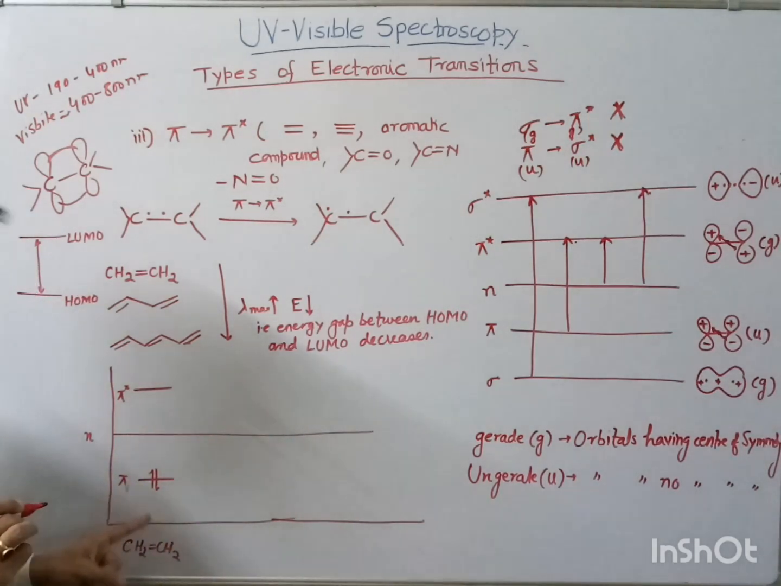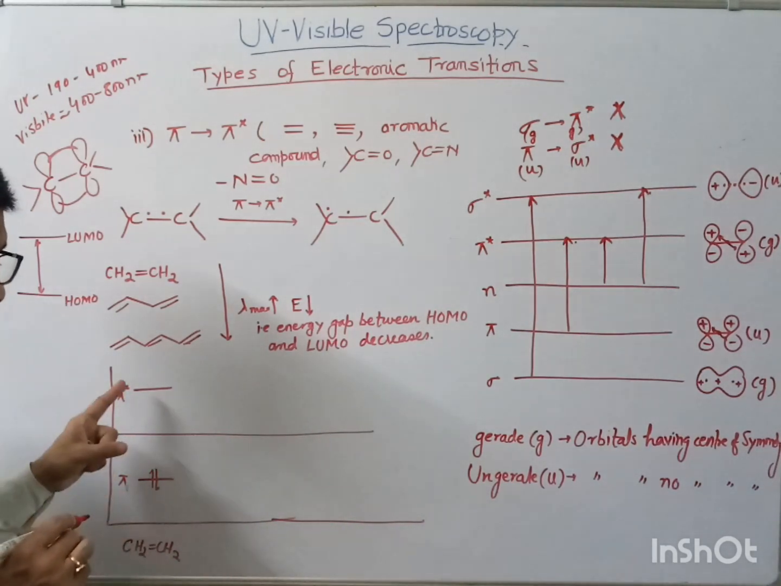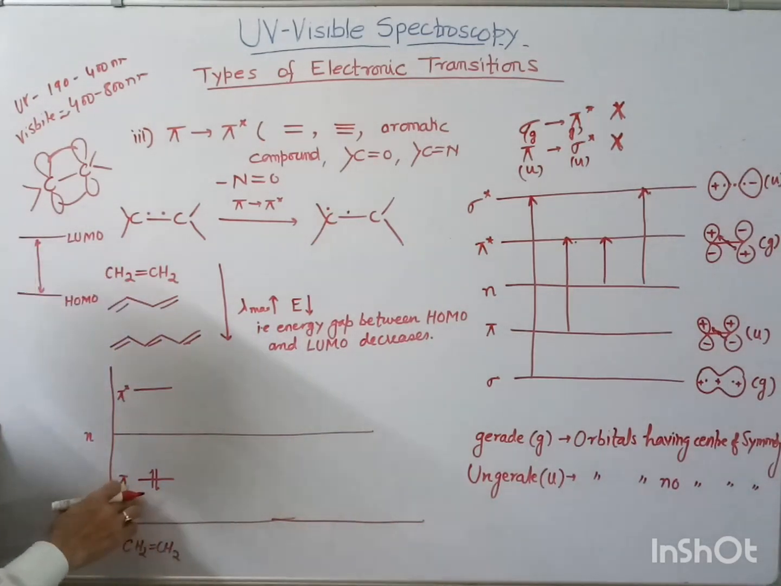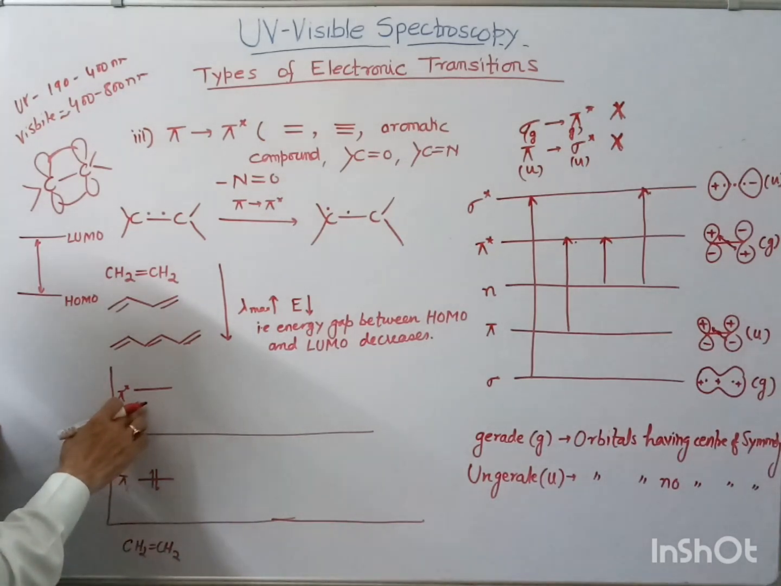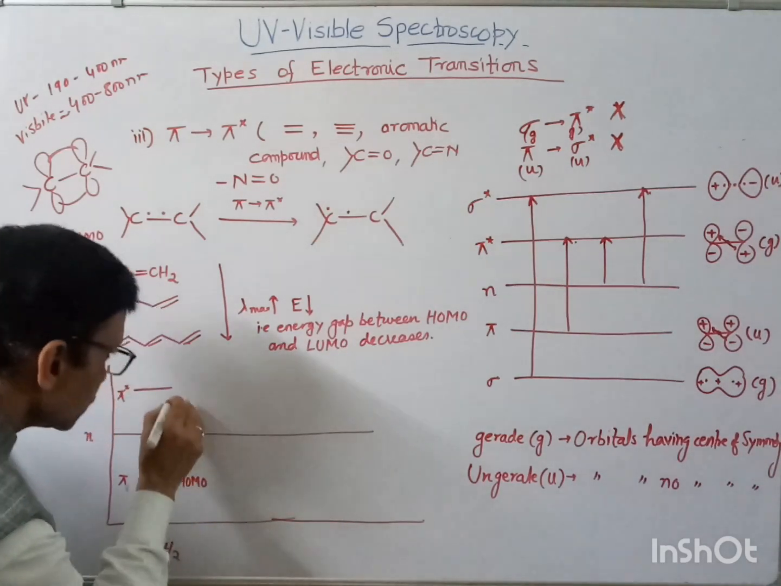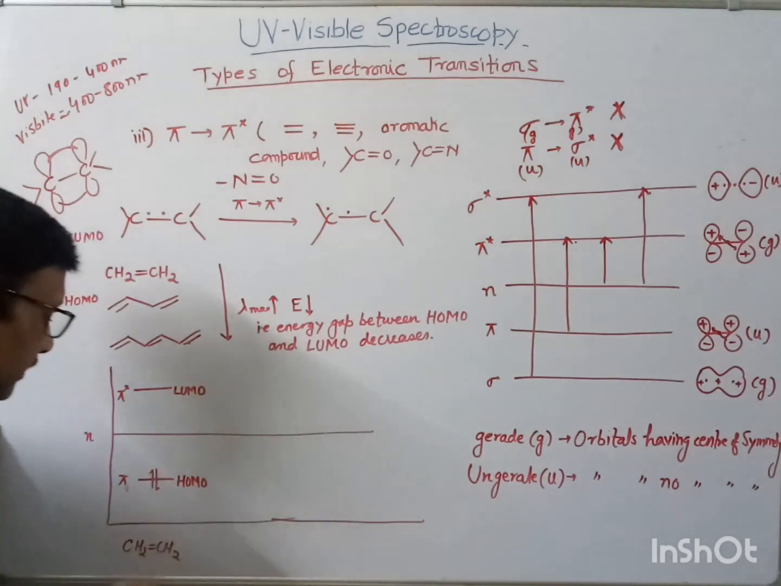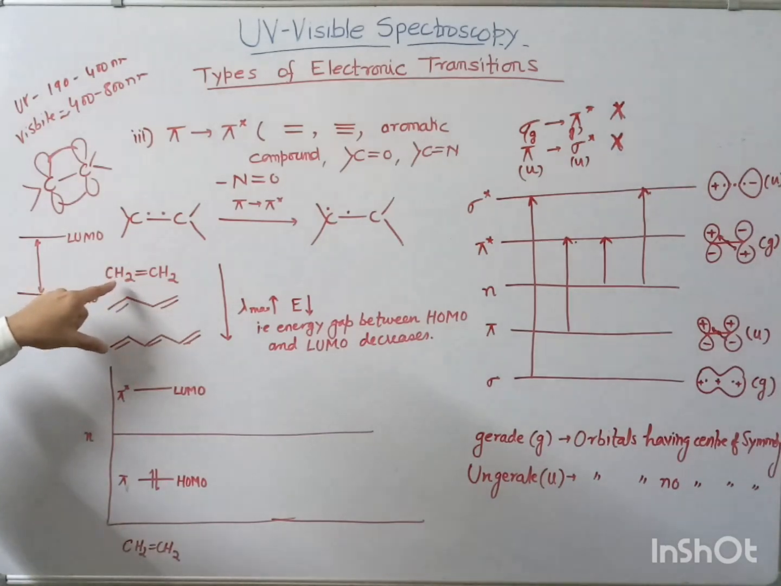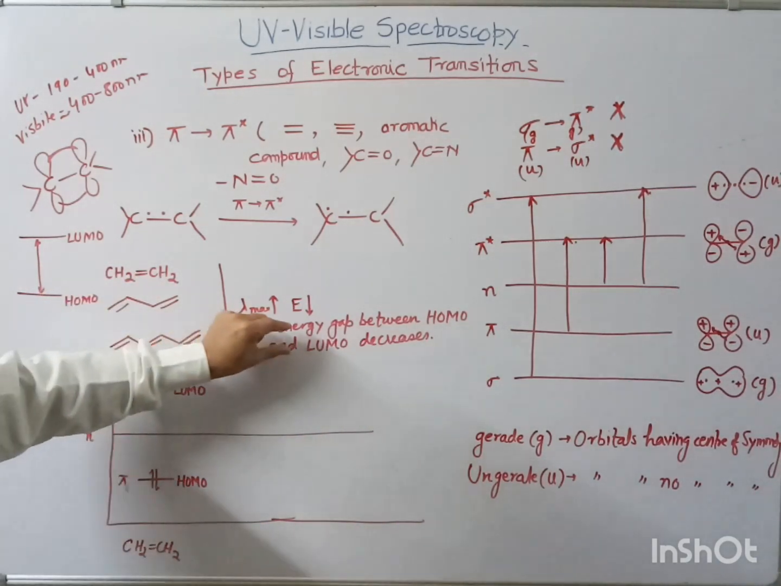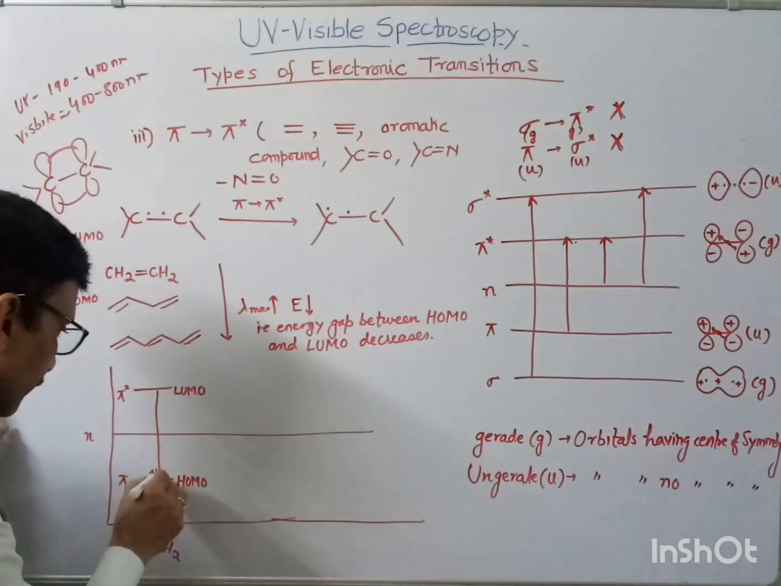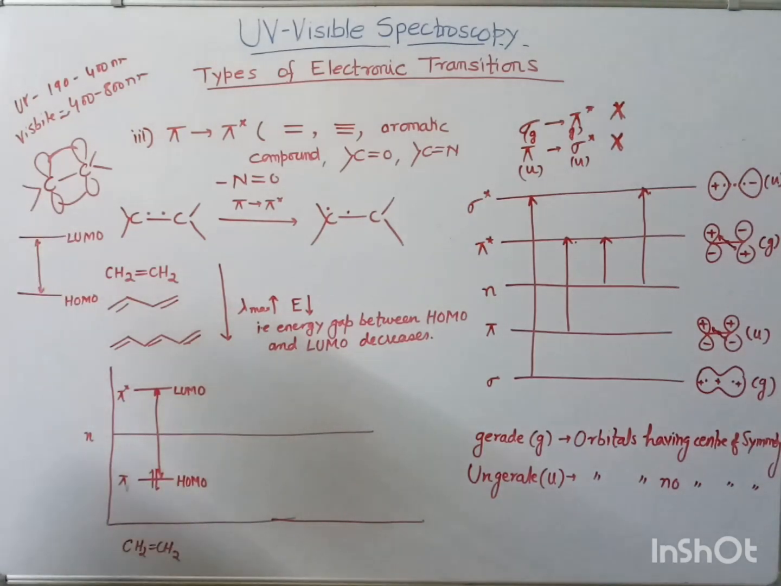I should fill these 2 pi electrons in the pi molecular orbital. This is the bonding molecular orbital, and this is the anti-bonding molecular orbital, or we may say that this is the highest occupied molecular orbital, and this is the lowest unoccupied molecular orbital. So this is the HOMO and this is the LUMO in case of ethene. What I told you is that as we go from ethene to hexatriene, the energy gap between HOMO and LUMO decreases. So this is the energy gap between HOMO and LUMO in case of ethene.